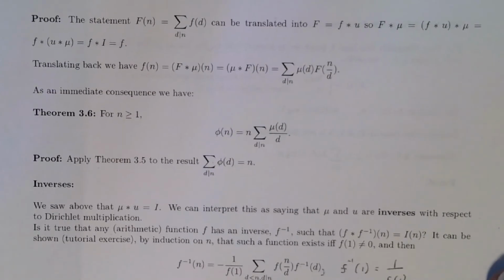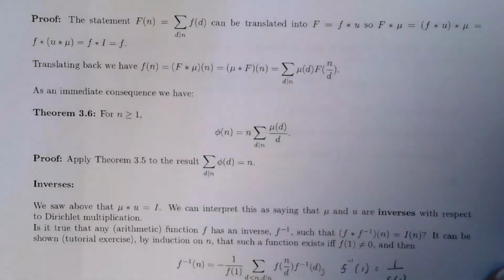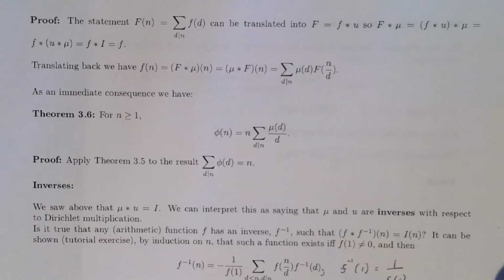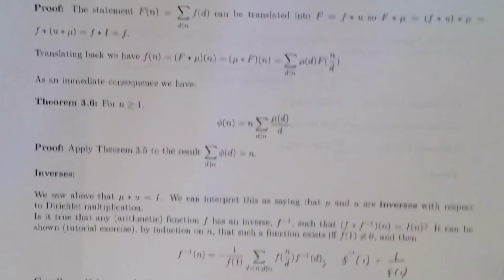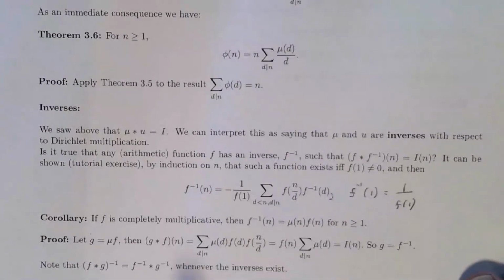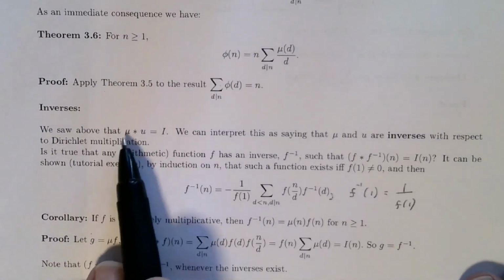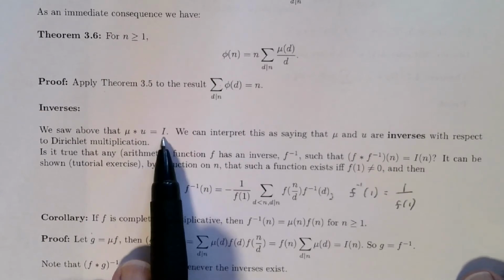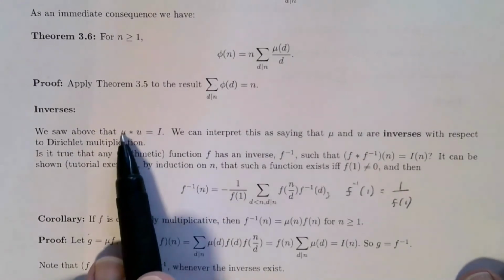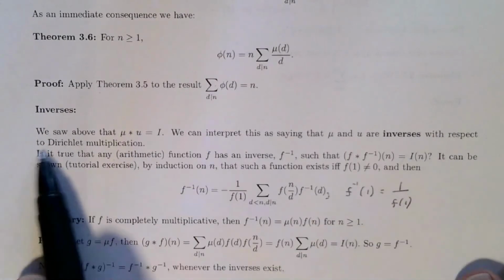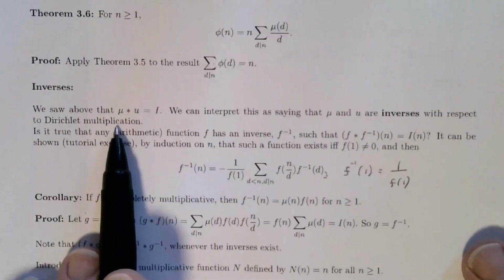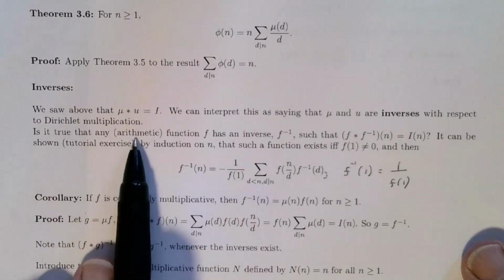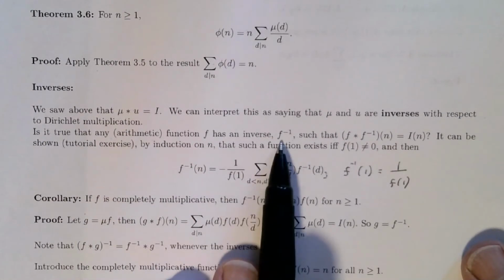Now, from an algebraic perspective, we've seen that this Dirichlet multiplication is commutative, associative, and there's an identity. So if I take the set of all arithmetic functions, we've almost got a group. We just need to have some concept of inverse, some algebraic inverse. And we saw above that when we take a Dirichlet product of μ and u, we get the identity. And so I can interpret that as saying that these two are inverse functions of each other with respect to this new Dirichlet multiplication.